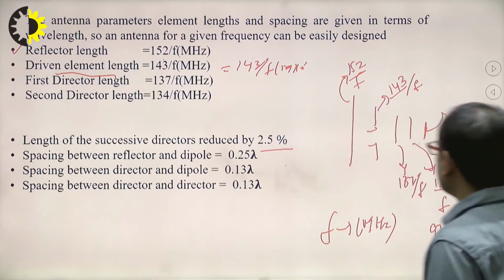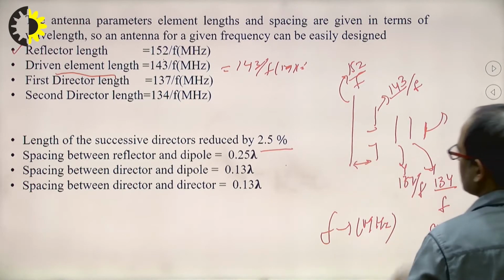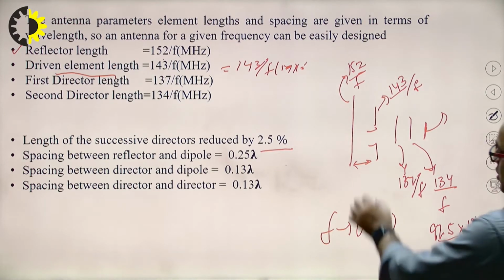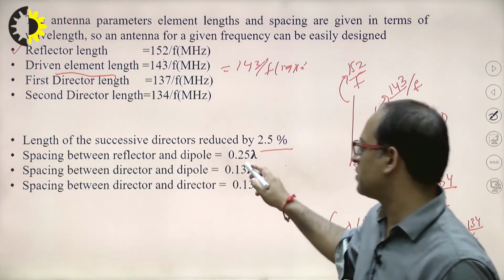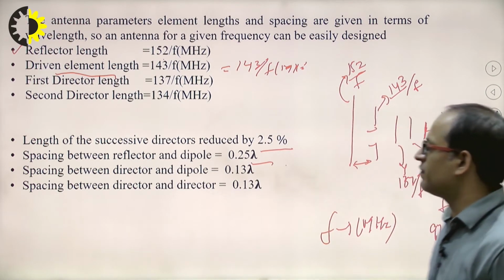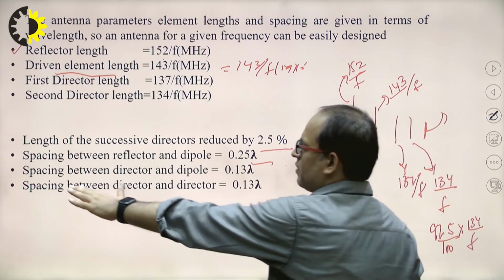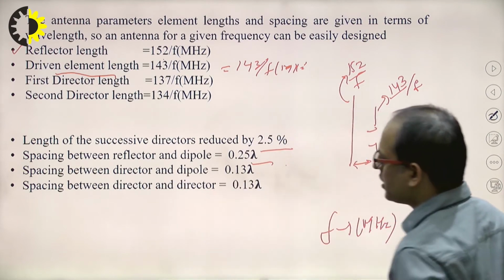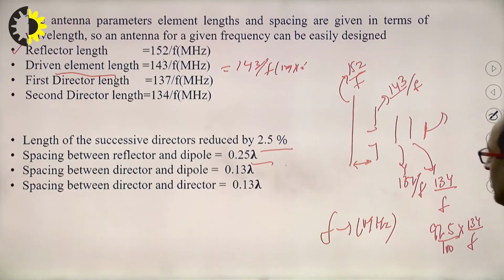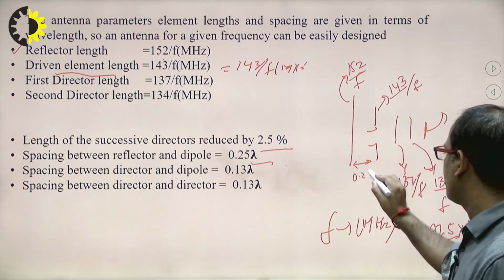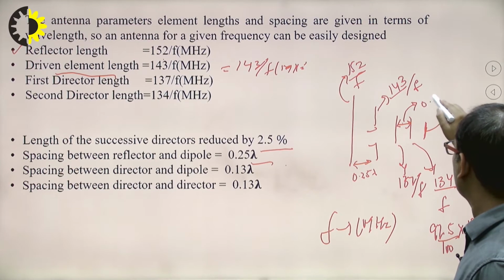Now another design equation is this one. What should be the distance between the reflector and dipole, and the dipole and directors? The reflector and dipole spacing should be equal to 0.25 lambda, where lambda is equal to c by f. Clear? The spacing between the dipole and director will be 0.13 lambda, and the spacing between director and director should be 0.13 lambda. This spacing should be 0.25 lambda, and this spacing should be 0.13 lambda.